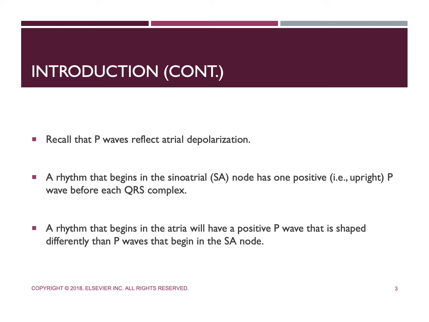Also, when a rhythm begins in the atria, it will always have a positive P wave that is shaped differently than P waves that begin in the SA node. This difference in the P wave configuration occurs because the impulse begins in the atria and then follows a different conduction pathway to the AV node.